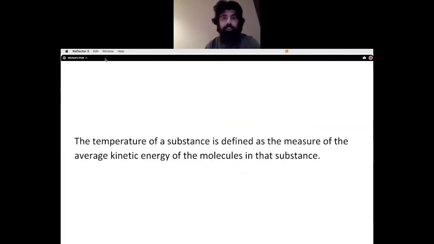So the temperature of a substance is defined as the measure of the average kinetic energy of the molecules in that substance. So for an object to give off warm temperatures, it's because the kinetic energy is very high. If the kinetic energy is very low, it will not have that kind of movement.